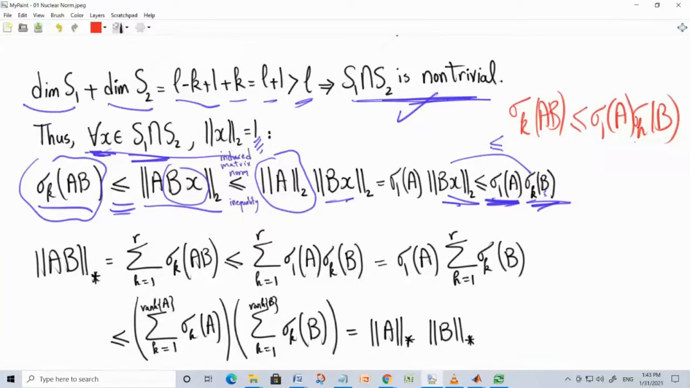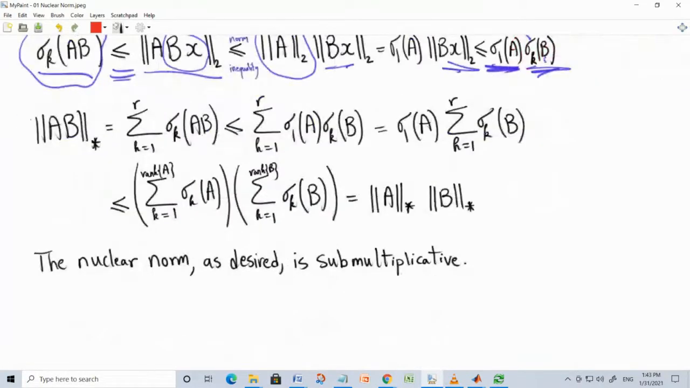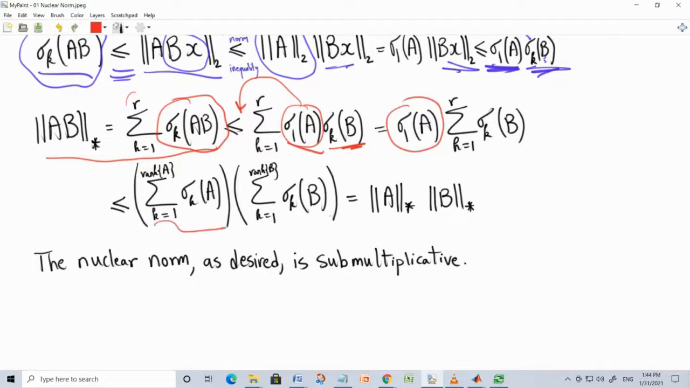Okay, the remaining steps are straightforward. How can we go from there to show that the sum of the singular values of the product is upper bounded by the product of the sums? So here is the definition of the nuclear norm. You sum, where R is the rank of AB, and now we know that the kth largest singular value of the product can be upper bounded by the kth largest singular value of B multiplied by the largest singular value of A, which is not a function of k, so you can take it outside. And now sigma 1 of A is less than or equal to the sum of the positive singular values of matrix A, and the sum of the singular values of B is less than or equal to the sum of all positive singular values of B.